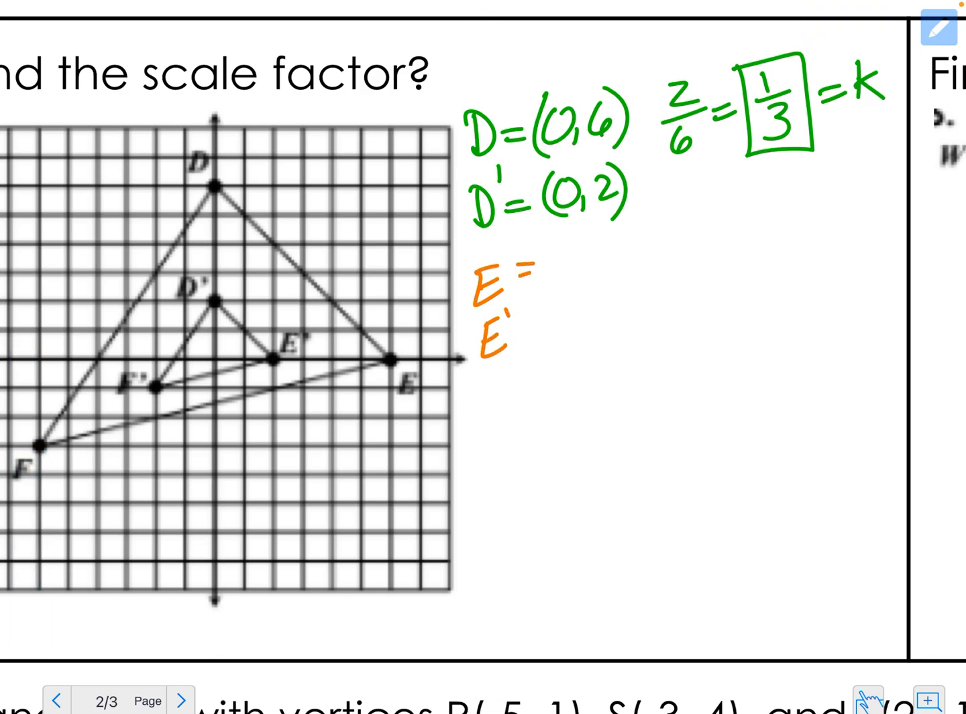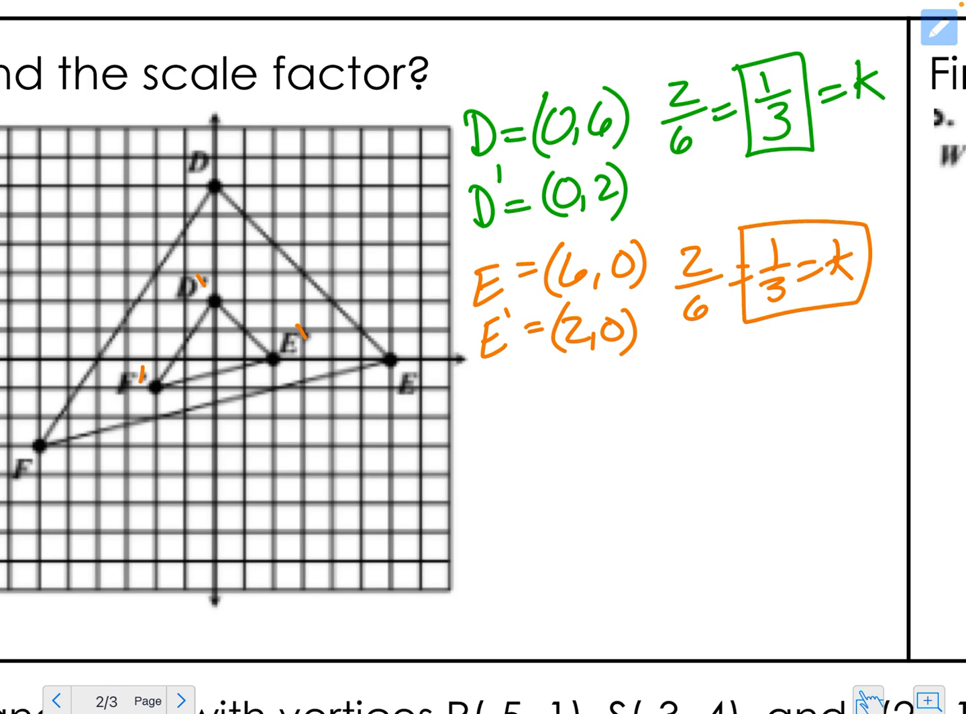So E and E prime, which is (2, 0). Nope, E prime is (2, 0). So again, you've got to be very careful and look at how you're reading it. So E prime is (2, 0), which means E is (6, 0). So again, prime over the original, which gets me 1/3.